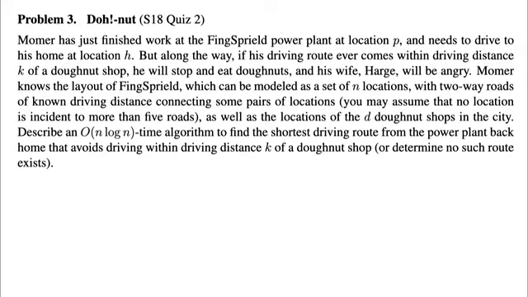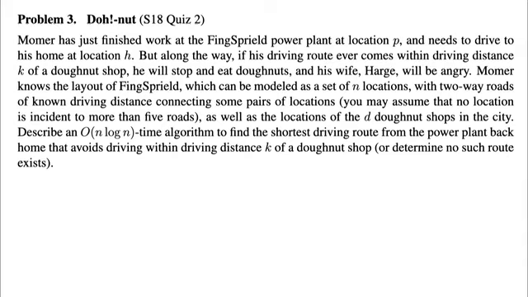Momar has just finished work at the Fingsprield power plant at a particular location, P, and needs to drive home to a known location, H. But along the way, if his driving route ever comes within driving distance K of a donut shop, he won't be able to resist himself and will have to go there and eat donuts, and his wife, Harge, will be angry. Okay, maybe you can get the reference here.